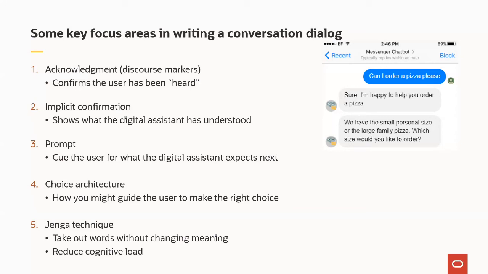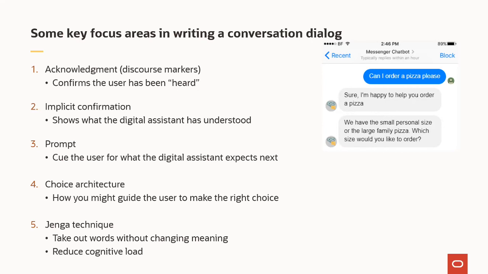So again, it seems quite obvious stuff. It's the kind of thing we need to ensure that we're doing here. So, sure, I'm happy to help you order a pizza. So that's our implicit confirmation. And we have a small personal size or a large family size. What would you like to order? So we've prompted, we've cued the user up so that they know what are the right things to ask for. So that's been good as well.